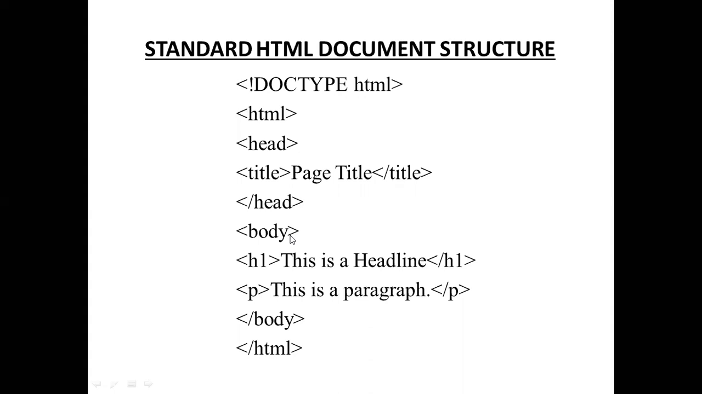The body element holds the content of the document. So our standard HTML document structure contains first the version of HTML, second the HTML root element, and next the head element. In the head element we only give the title or script, and in the body element we give the content of the web page.